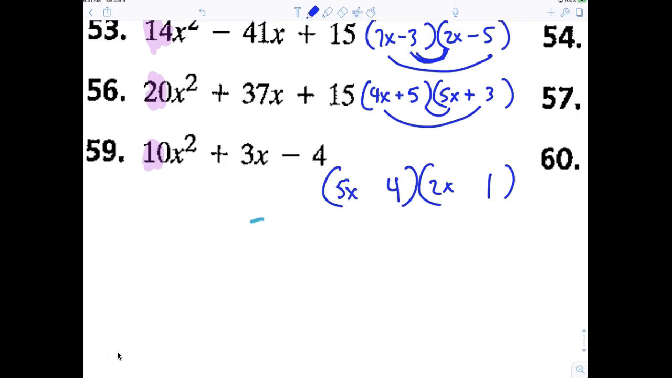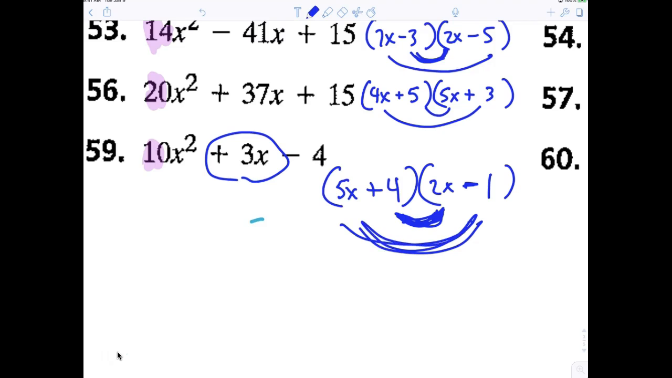Now, is that right? How much is this? And this is? And I want it to be positive, so. And? You sure? Why would it be negative? Because you want it to be positive 3, right? 8 minus 5 is 3. Okay.